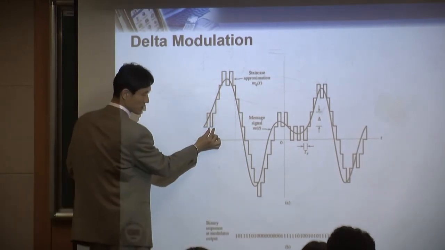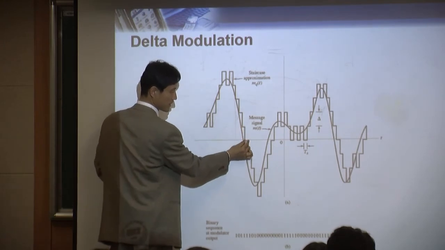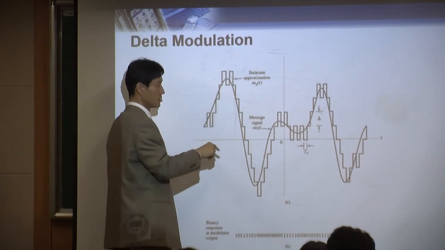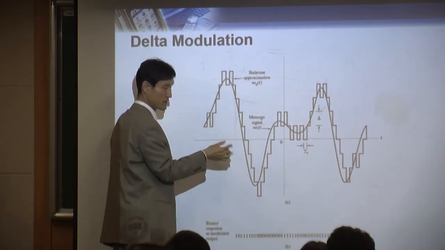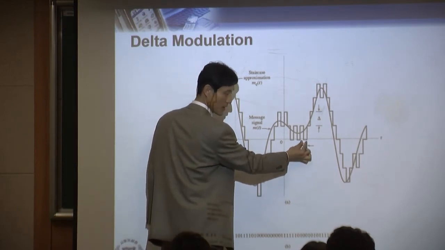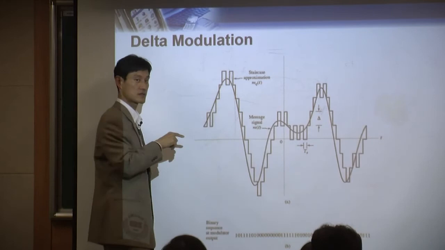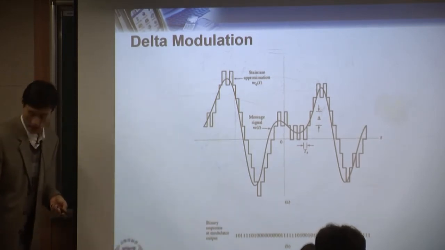But look here, this sample gap is always the same, and also the step size is always the same. That's already fixed. The sample duration is also fixed. This is called Ts. Ts is the sample duration. And the step size, delta, is also fixed. Okay, that's fixed. So that's delta modulation.